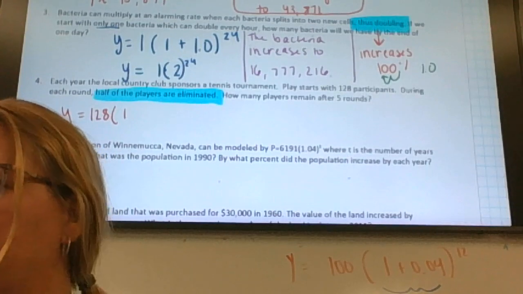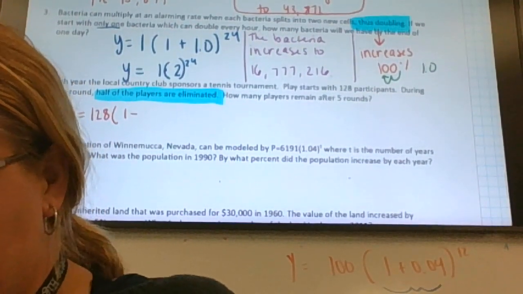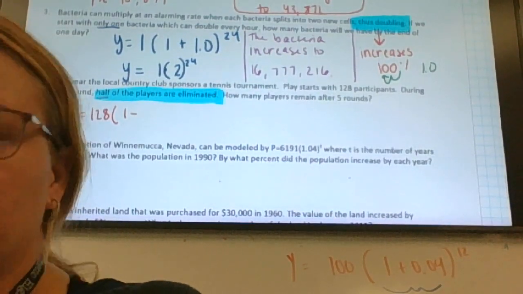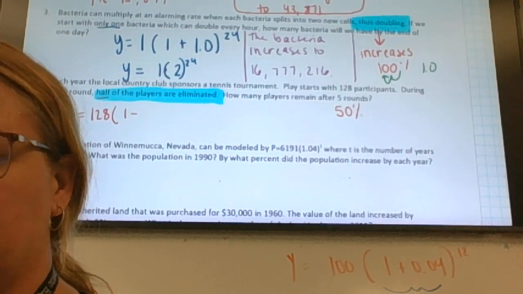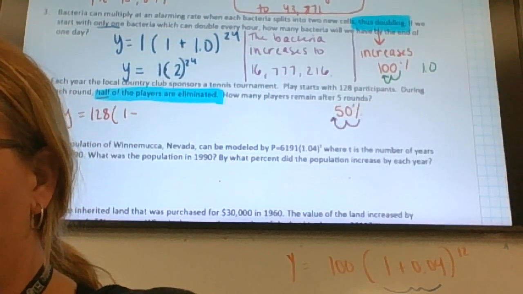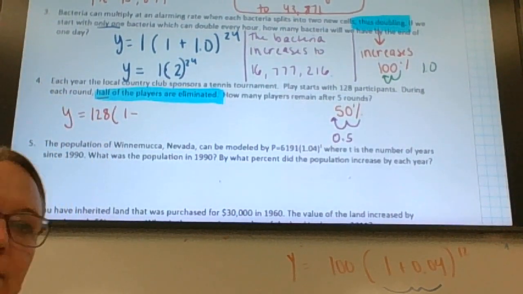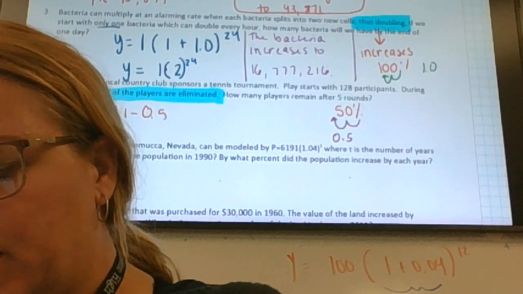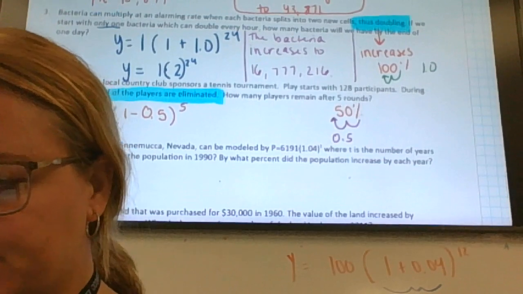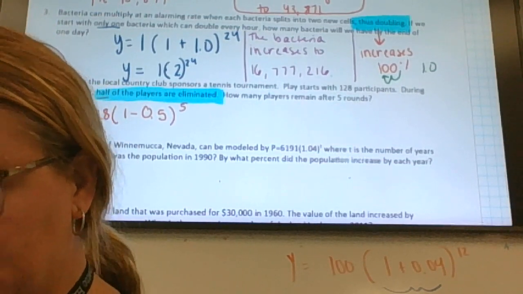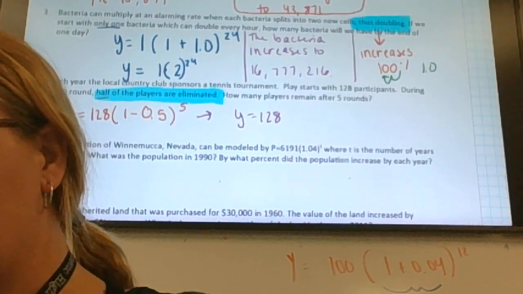Why? What word is our clue to that? What's the percent for half, y'all? 50%. So in our equation, we're going to put 0.5. So this time, since it's going down, we use the minus sign. 0.5 in 5 rounds. How many are left? Carter, get off the thing and do this, okay?